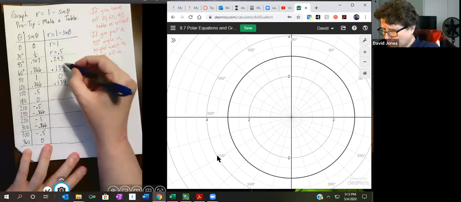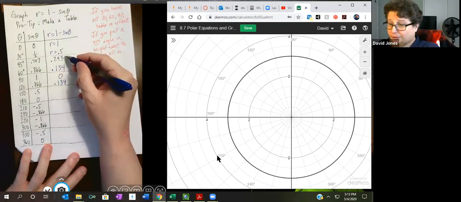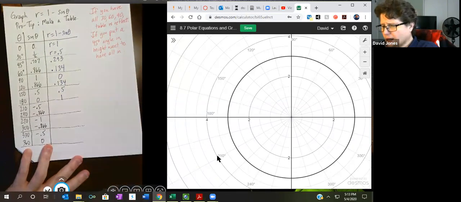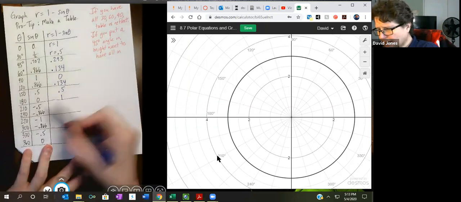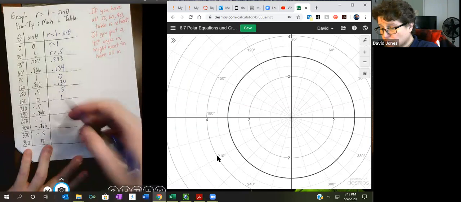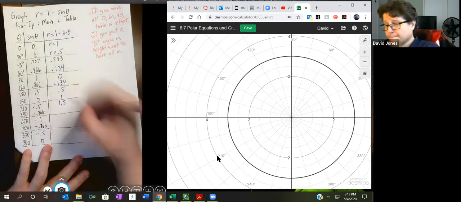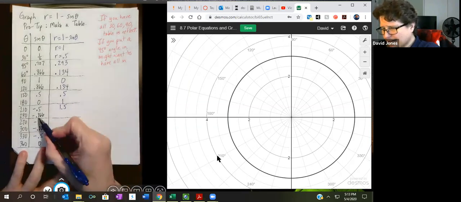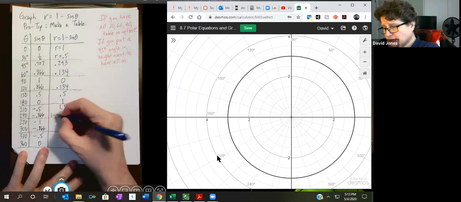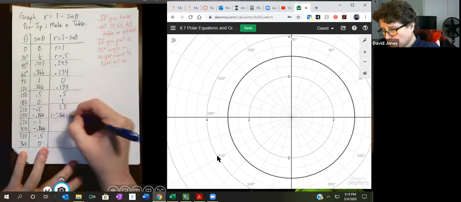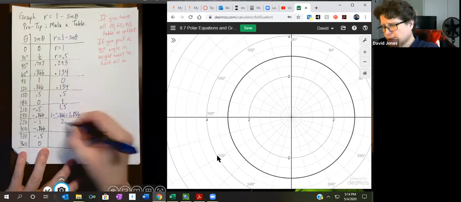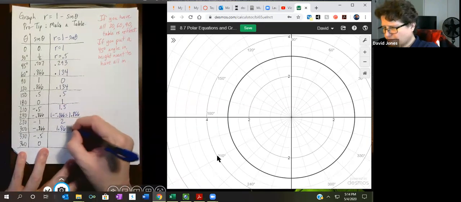I can just follow it backwards, skip the 45 one since I didn't put it in everywhere. And now I'm going to do 1 minus negative 0.5, which is really 1 plus it. 1 minus negative 0.866 is really 1.866. 1 minus negative 1 is 2. And then it starts to reflect going the other way.